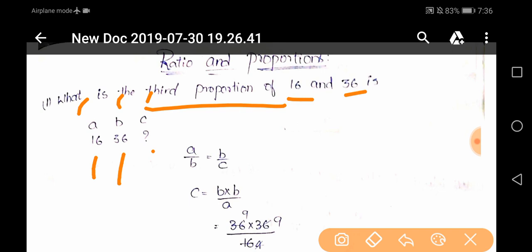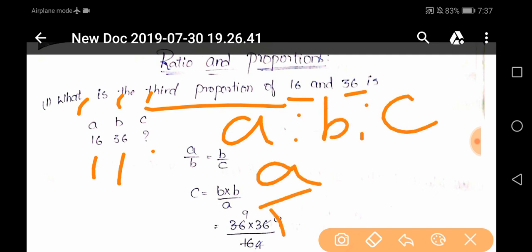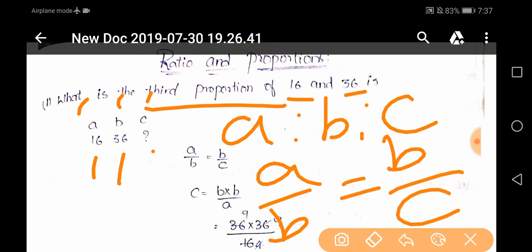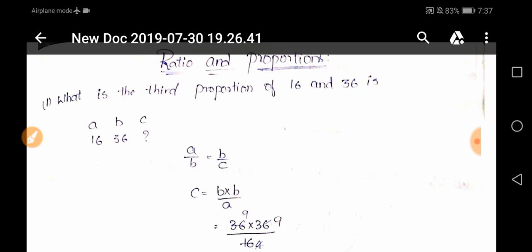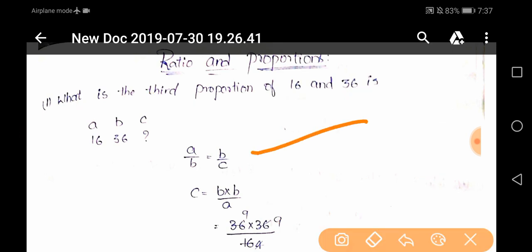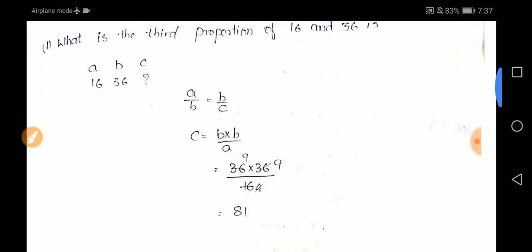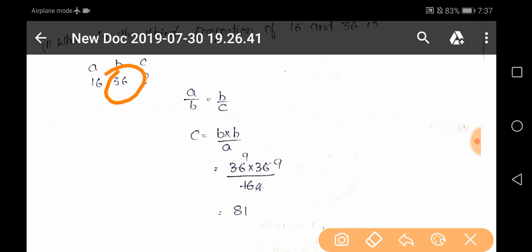As I already said in the first video, a is to b is to c, we can write this as a by b equal to b by c, right? With this formula we can find the third proportion, which is c. So c equals b into b by a. What is b here? 36, right? So 36 into 36 by a, which is 16.